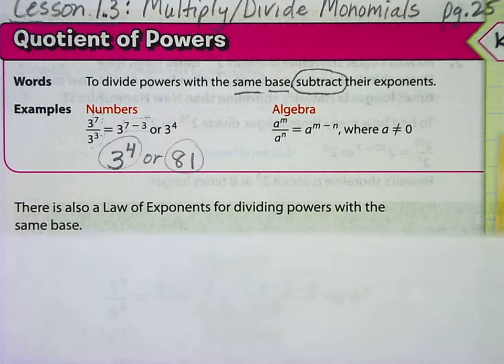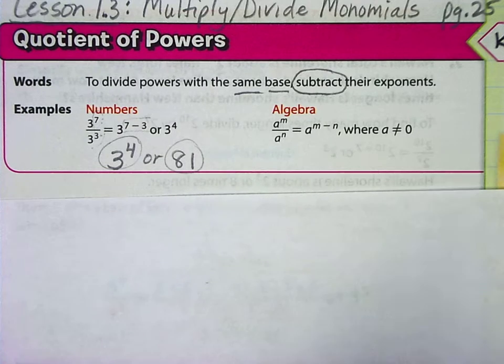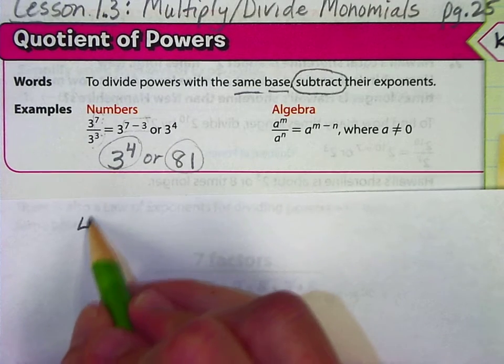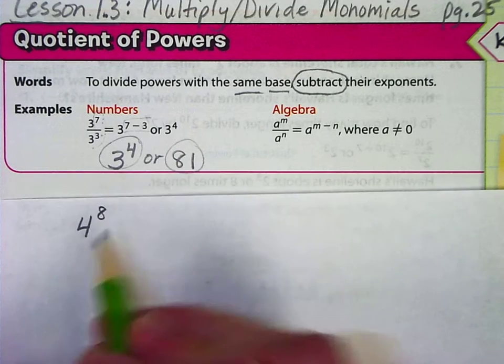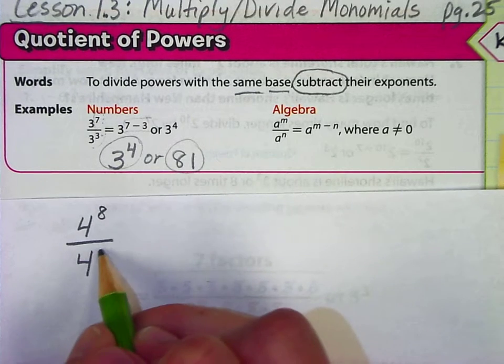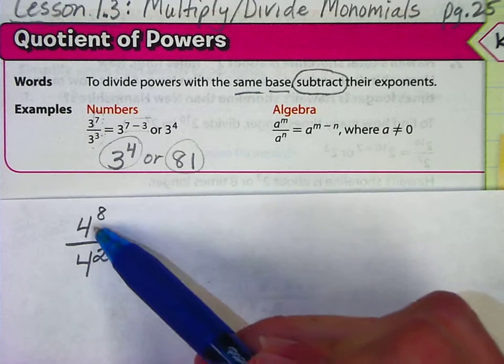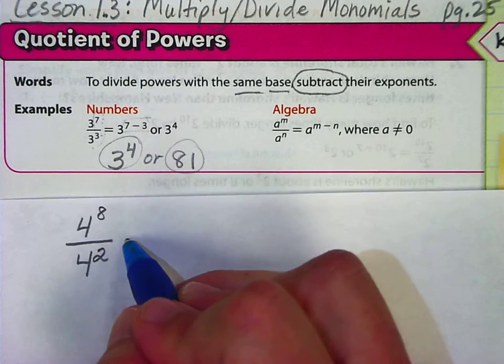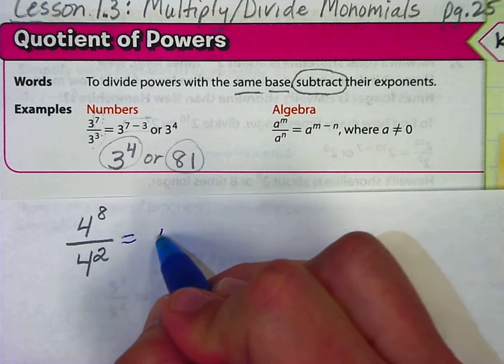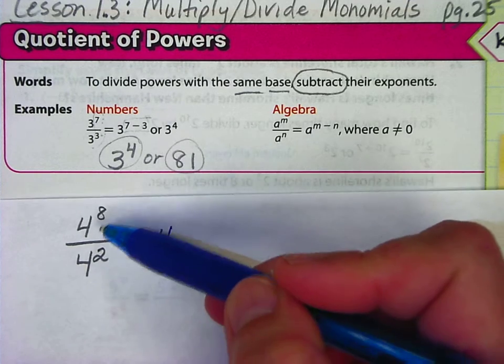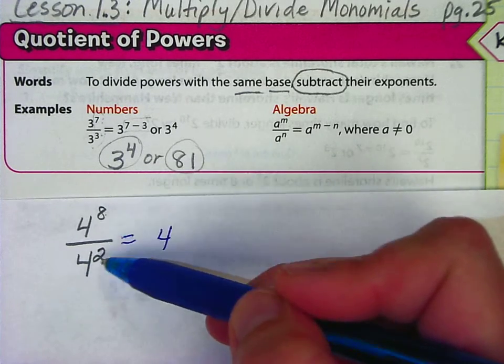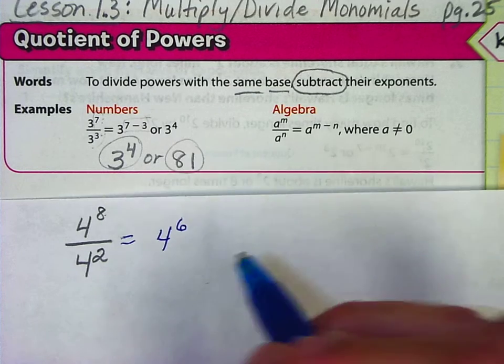Okay, let's take a look at a few more of those. Let's try 4 to the 8th divided by 4 squared. Okay, so this is a division problem. My bases are the same. So my base of 4 will stay the same, and I'm going to subtract my exponents. 8 take away 2 is 6.